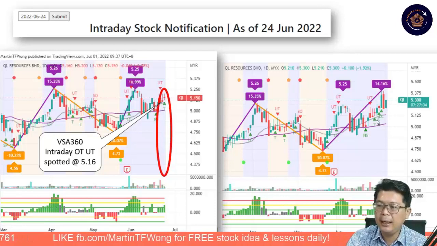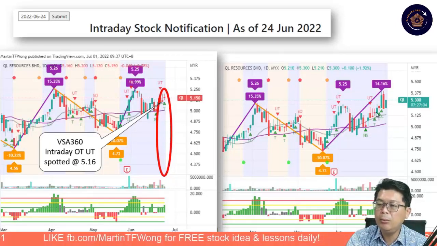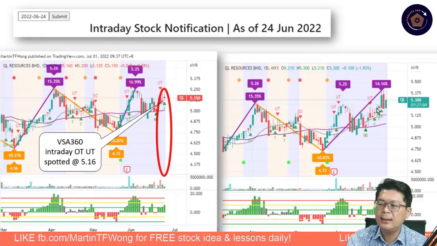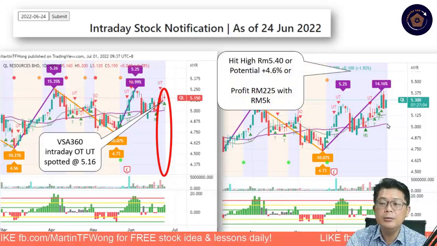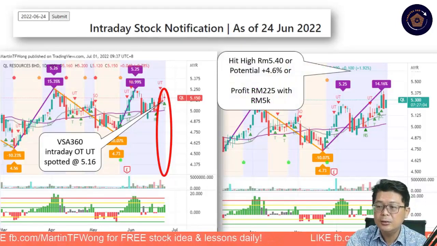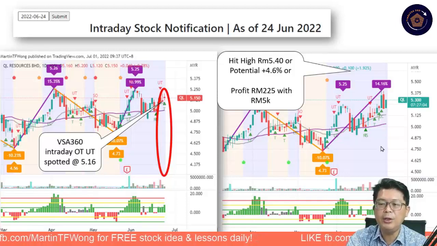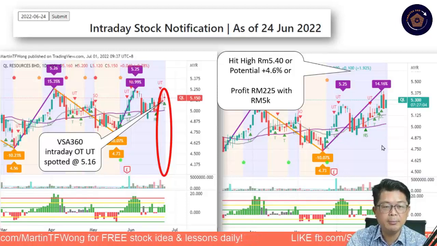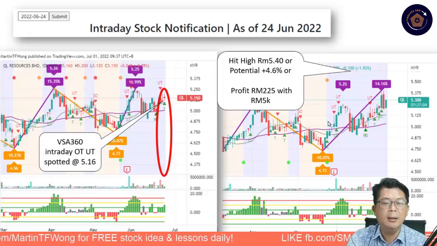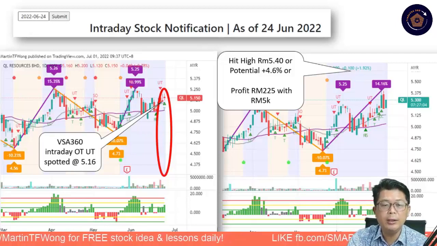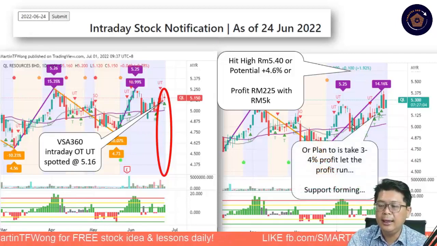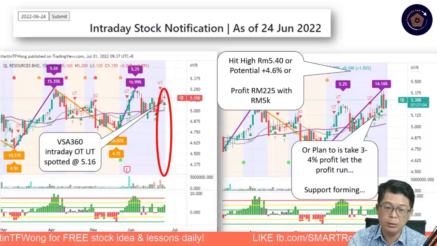Let me just bring up the pen, but eventually only 1, 2, 3 after the overtake of the upthrust, the market next day moved higher, and then cracked to the 5 ringgit 40 cents. So why was it possible? Let me just share with you in here. 4.6%, so a nice potential profit of $225 for a $5,000 trade. And the plan was actually to take 3 to 4%, so we probably got it.